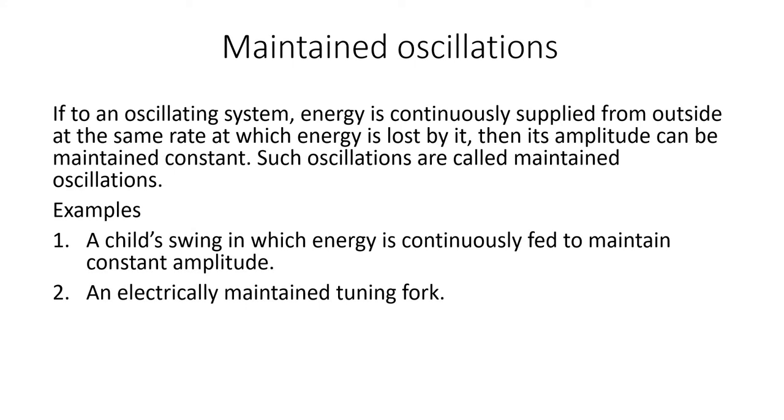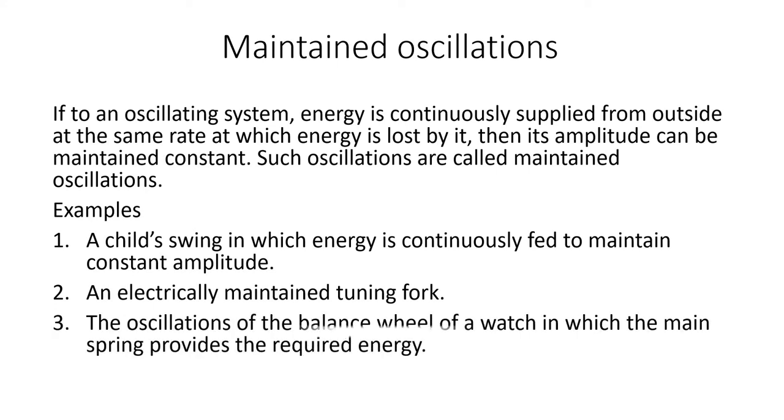Another example is an electrically maintained tuning fork, which is maintained by electricity. And the third one, the oscillations of the balance wheel of a watch, in which the main spring provides the required energy. So all those are examples of maintained oscillations. In all those cases, amplitude remains the same.